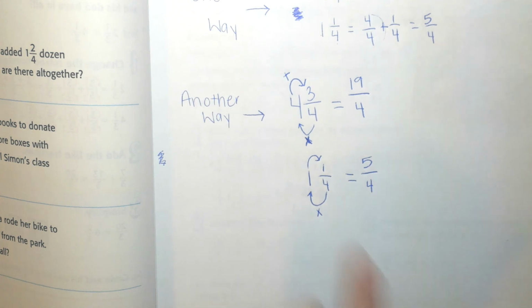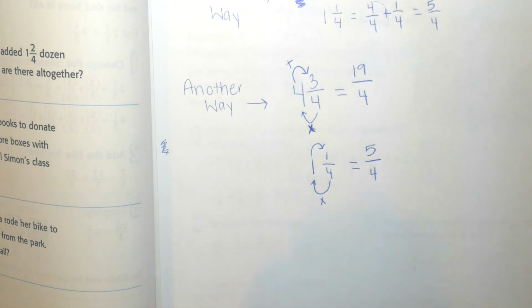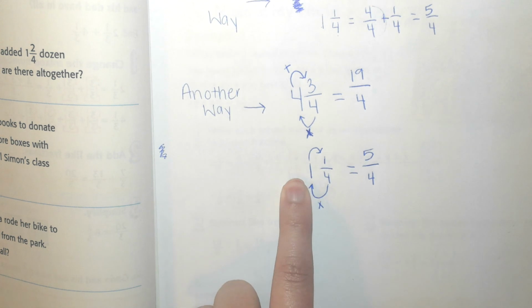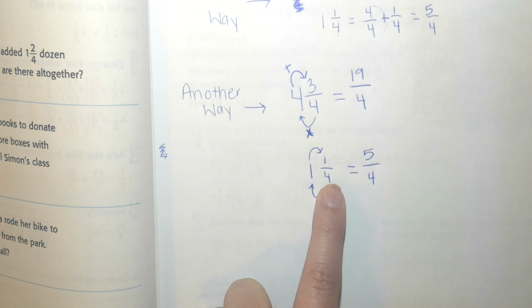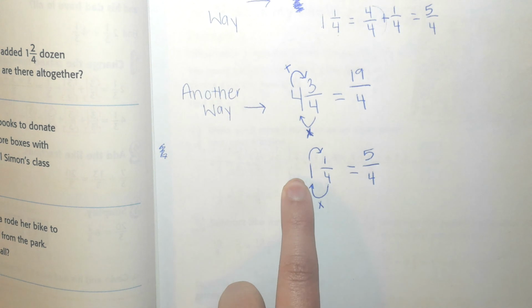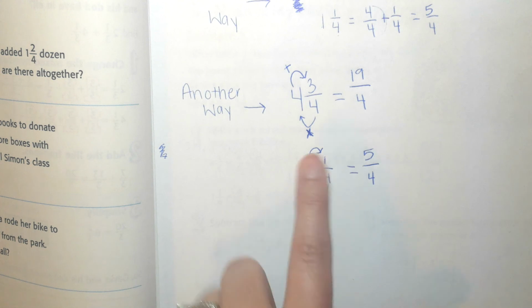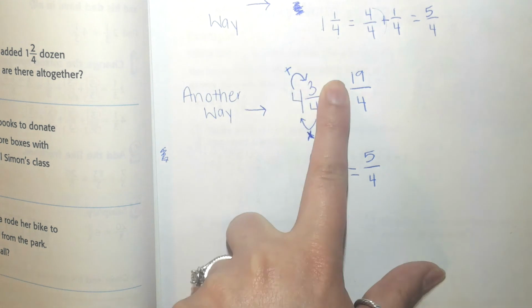Okay, so this way is a little bit simpler, in my opinion, you just need to remember the steps. And those steps are take the denominator, multiply it by the whole number, and then add that to the numerator. So again, 4 times 1 is 4. 4 plus 1 is 5. Up here, I said 4 times 4 is 16. 16 plus 3 is 19.